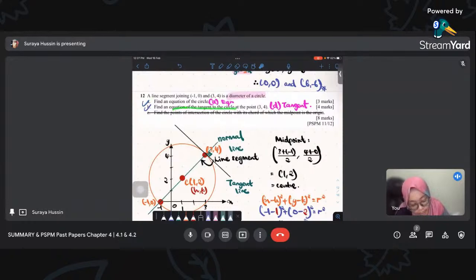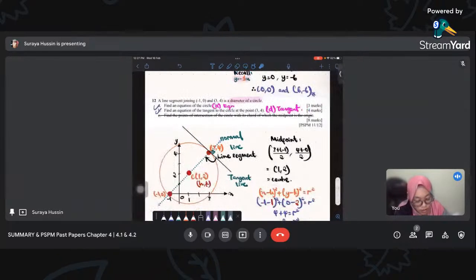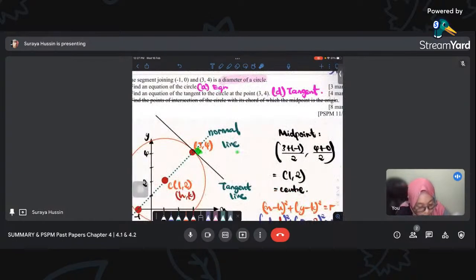Find the equation of tangent at the point ini. So tangent dekat mana? So let me change this. Tukar dia jadi ni. So this is my normal line. Normal line mesti 90 degree. Nampak tak saya buat ni? This is 90 degree.